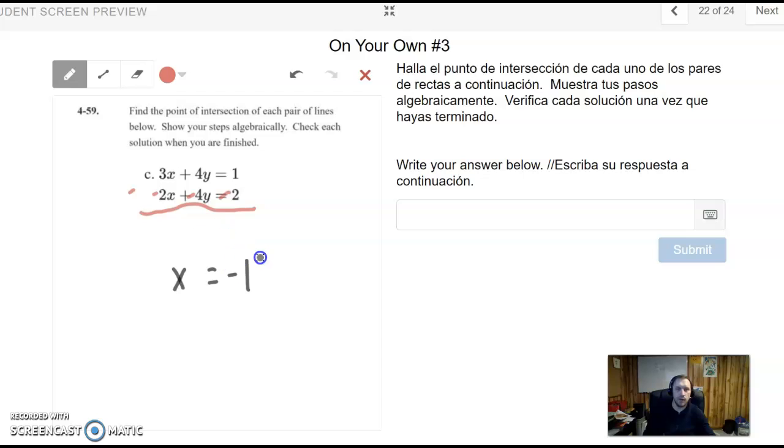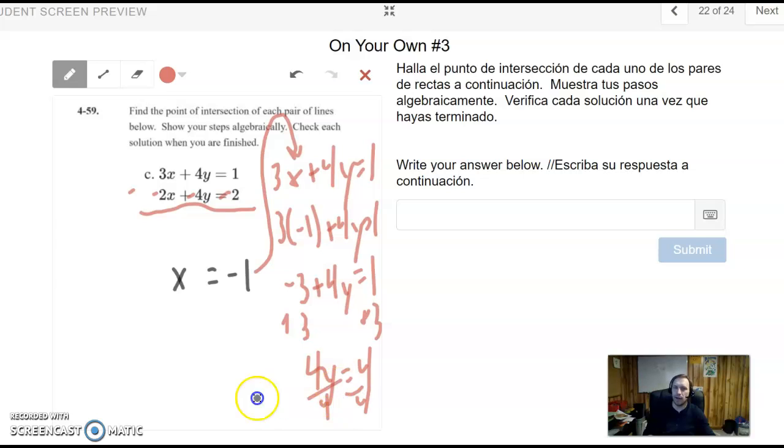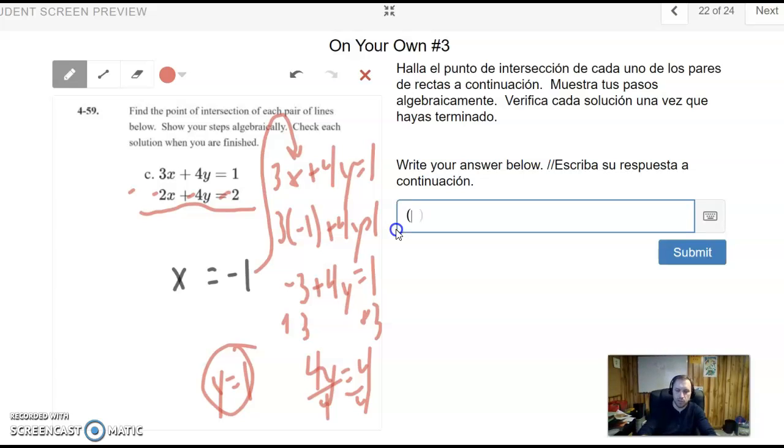All right, so if you have x equals negative 1, pick one of these other equations, 3x plus 4y equals 1. Back substitute in: 3 times negative 1 plus 4y equals 1. 3 times negative 1 is negative 3. Plus 4y equals 1. I'm going to add 3 to both sides. And I get 4y equals 4. 4 times what is 4? Yeah. All right, 4 divided by 4 is 1. So we get the ordered pair. Our solution to this system is negative 1, 1.